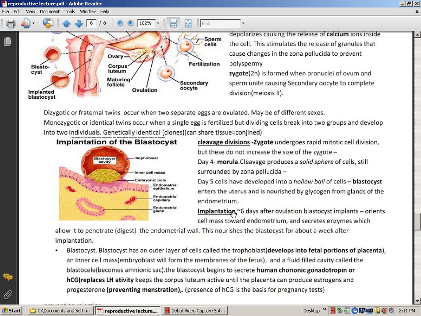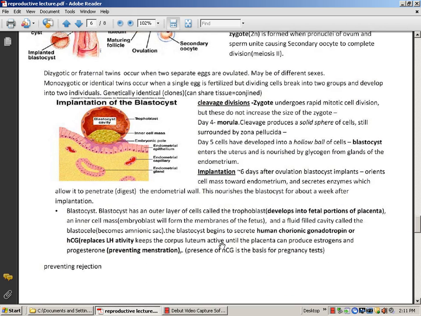Okay, so let me make sure I cover everything that needed covering. Implantation 6 days after ovulation, I already said that. And then the blastocyst goes down in, starts releasing HCG. Oh, I didn't talk about the layers. So here we have the trophoblast as one layer, and the trophoblast is actually going to be the fetal side of the placenta. So this shell out here, the trophoblast, as it digs in, it's going to form the fetal side of the placenta. The uterine wall is going to develop the maternal side of the placenta.